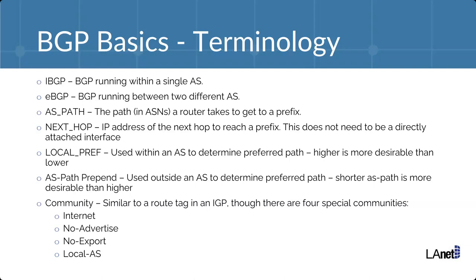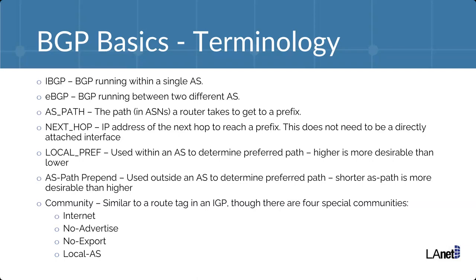AS path, this is a really important concept as we're going to see throughout. This is basically the path in ASNs, or autonomous system numbers, that a router takes to get to any particular prefix, right? So if I want to go from the edge of my network over to some other network, say some Google network or something like that, the AS path is the autonomous systems represented as autonomous system numbers that I'm going to have to traverse to get from my source to their destination, right?